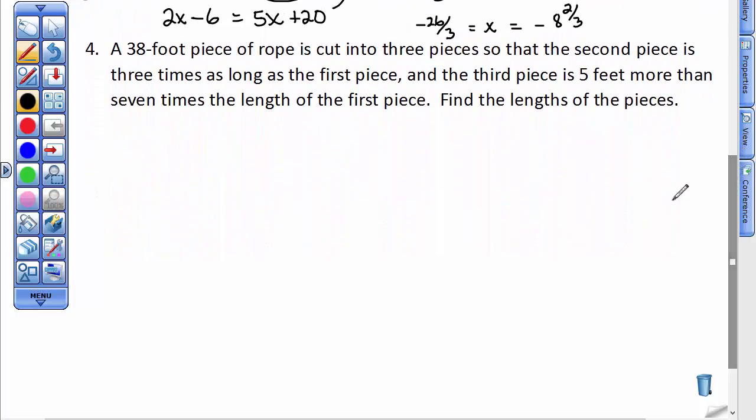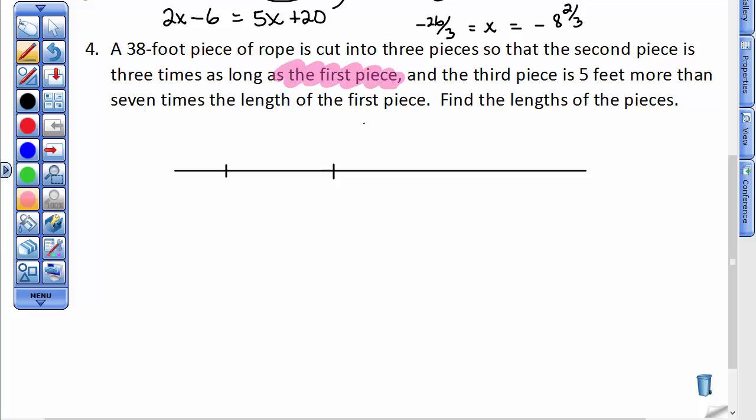Okay, next problem, getting a little bit more challenging. We've got a 38-foot piece of rope. So here's that rope, 38 feet in length. It's cut into 3 pieces. So here's a piece, and here's a piece. So that the second piece is 3 times as long as the first piece. And the third piece is 5 feet more than 7 times the length of the first piece.